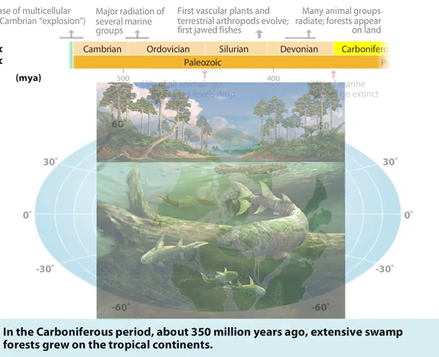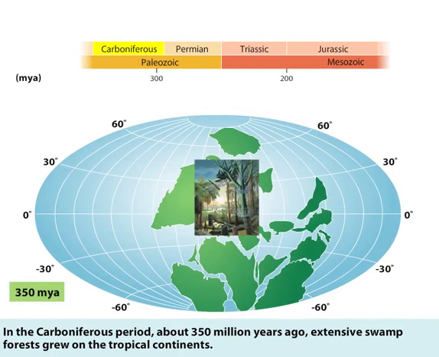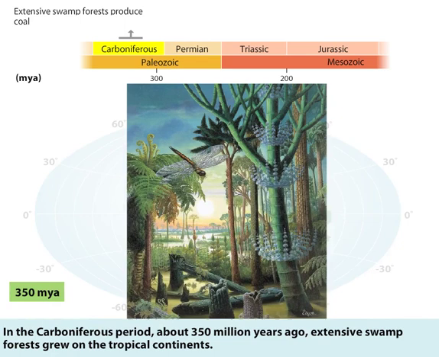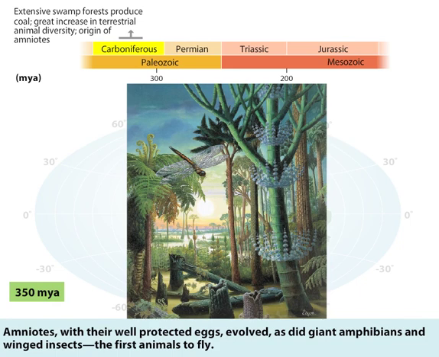In the Carboniferous period, about 350 million years ago, extensive swamp forests grew on the tropical continents. The fossilized remains from the forests formed the coal we now mine for energy. The diversity of terrestrial animals increased greatly. Amniotes, with their well-protected eggs, evolved, as did giant amphibians and winged insects, the first animals to fly.